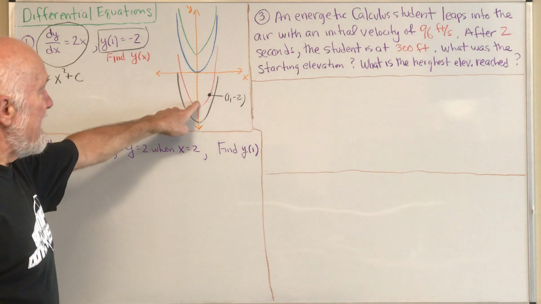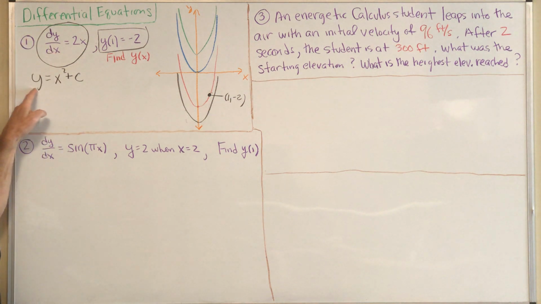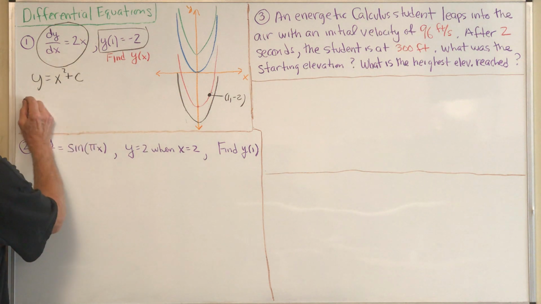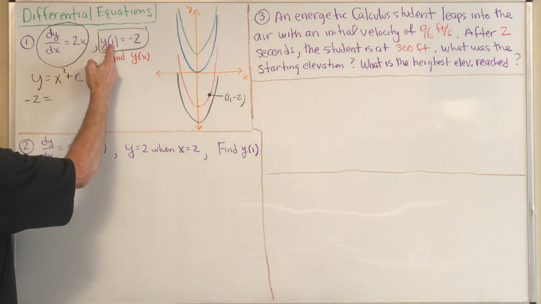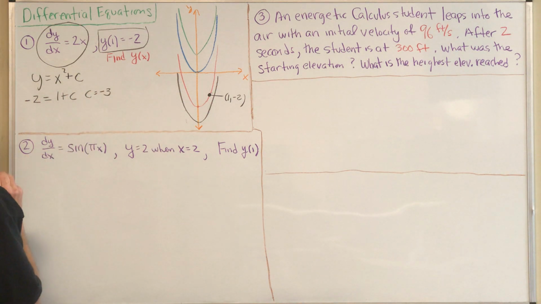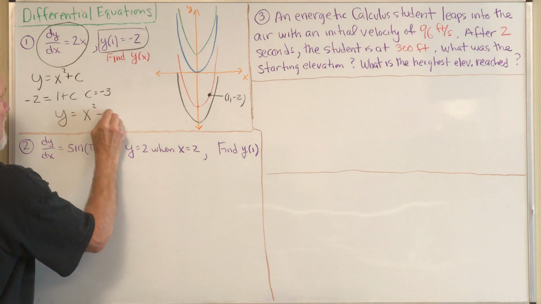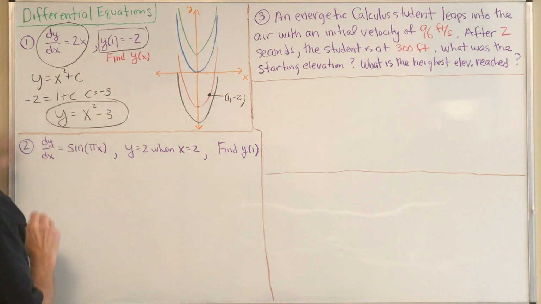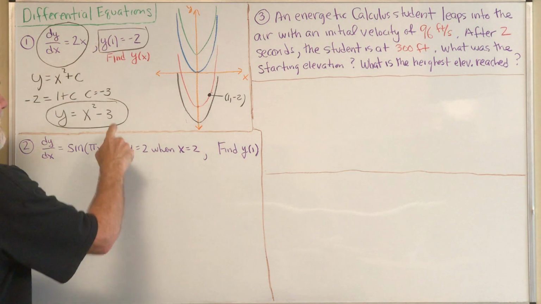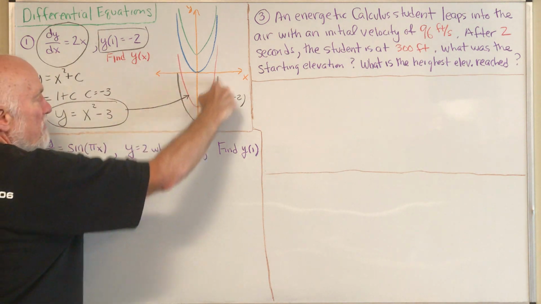Besides just looking at it, can we figure out what the equation is of this parabola? We know it has to have this point on it, so we just put -2 in for y and 1 in for x, and we see that c has to be -3. And we're done. We've now solved our first differential equation. We started with this derivative and this initial condition, and we found out that the parabola we're looking for is y equals x squared minus 3.